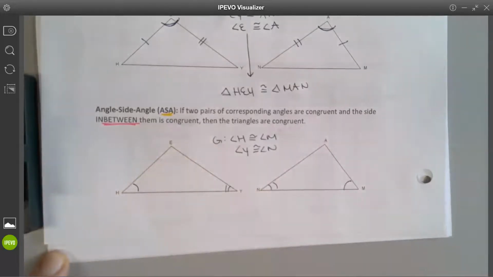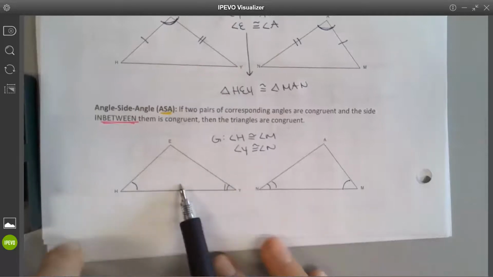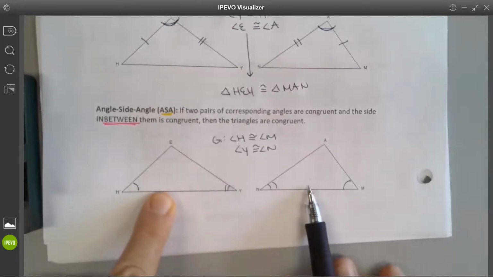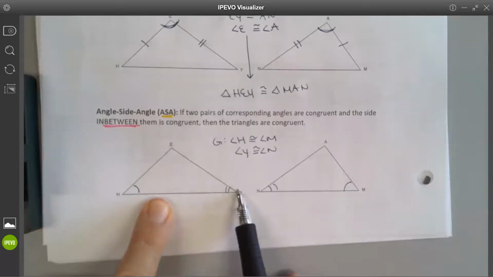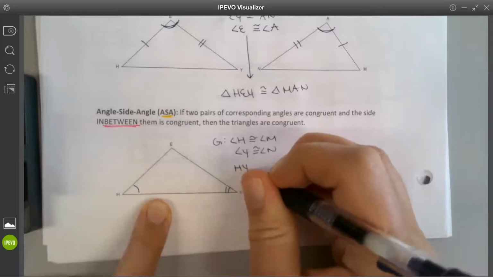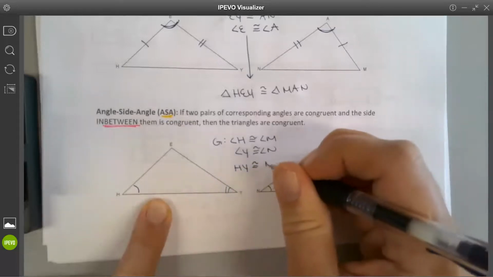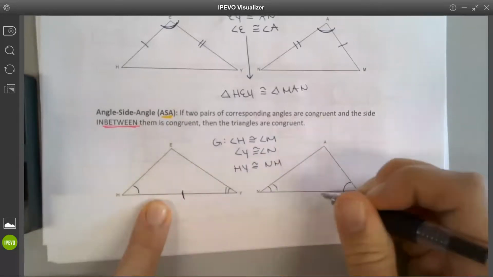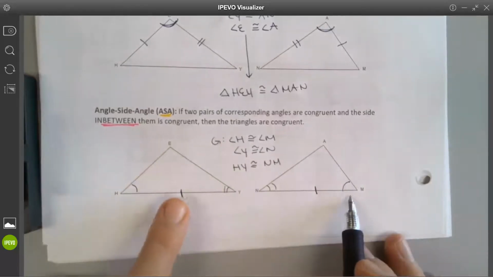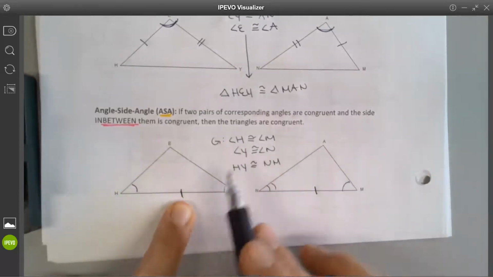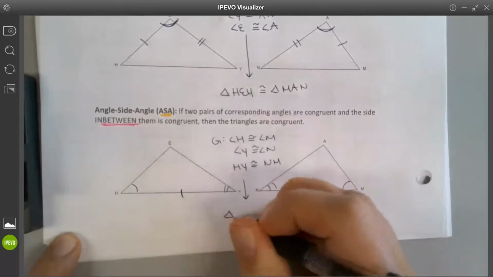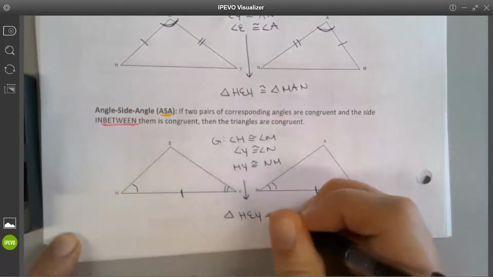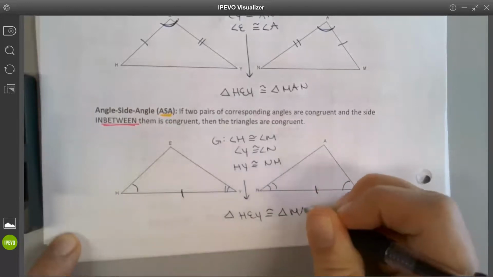The only side that I would be desiring to be able to prove here is that HY and MN are the same, because then it goes angle, side in the middle of them, angle. Okay, that is the only side that will work. This side with this side, because it is the side between those angles. Any other side would not work out the same. Okay, it has to be between. Triangle HYN must be congruent to triangle MN.